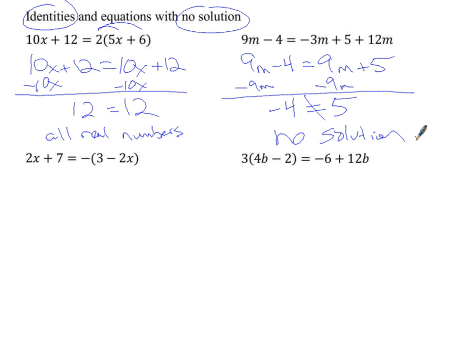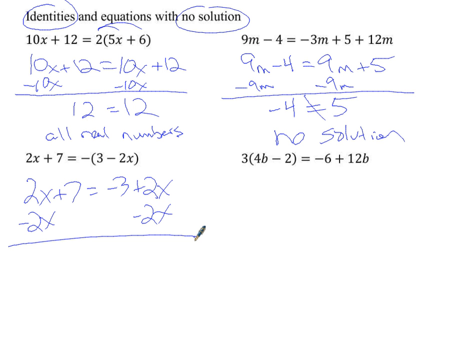What should we do first? Distribute the negative sign. Okay, that's what I heard. So I'm going to write what? Nice. What do we do? Okay, are there any like terms to combine? No. So now what? Subtract 2x from both sides. And what do we get? 7. All right. The variable disappeared. 7 does not equal negative 3. So there is no solution here.